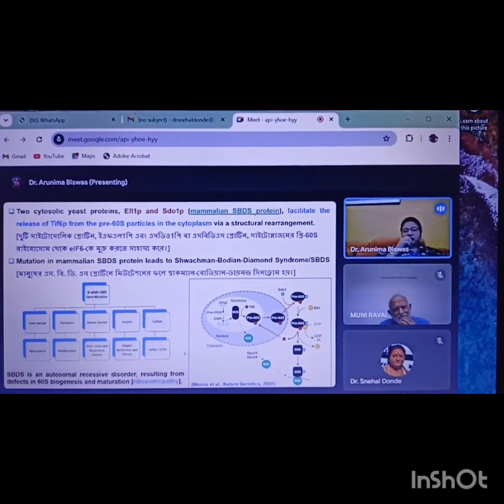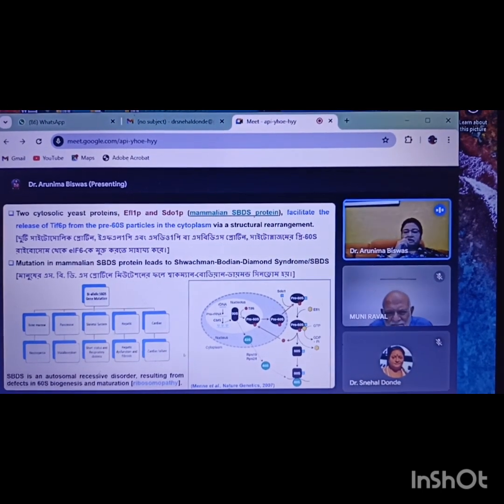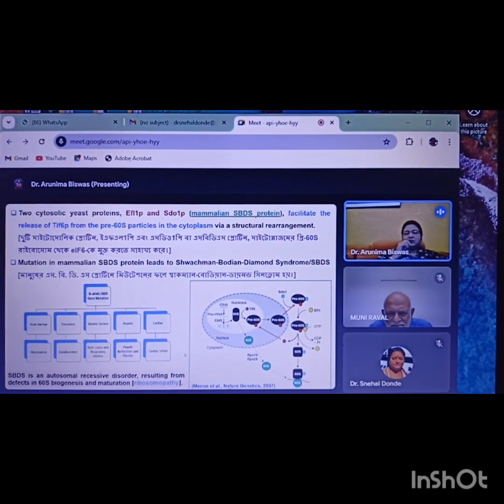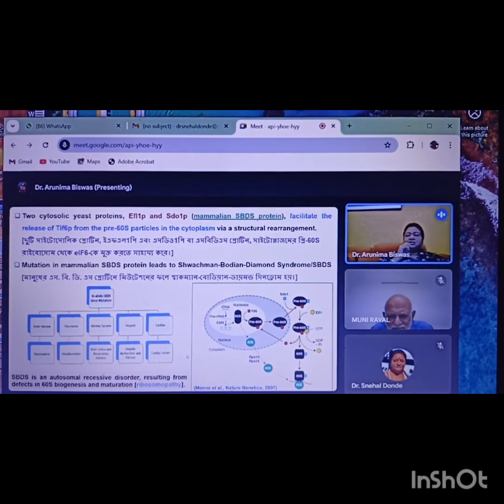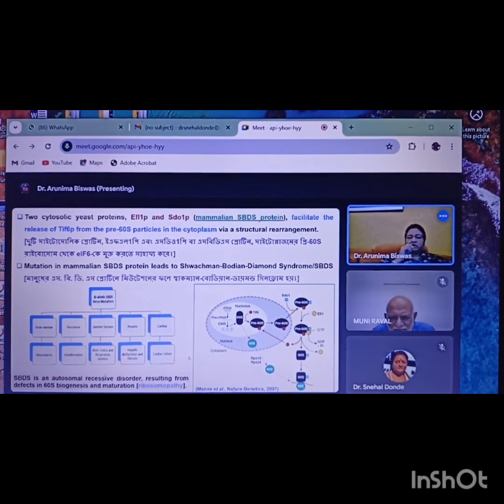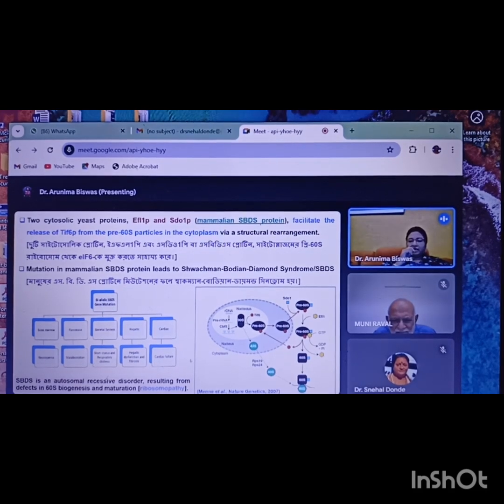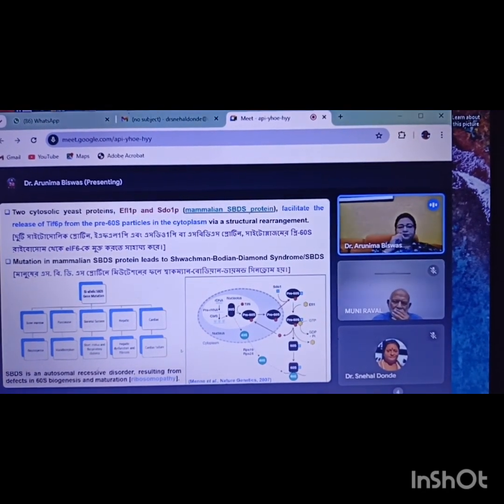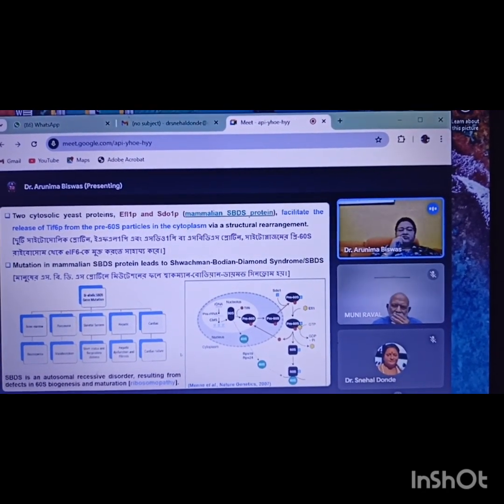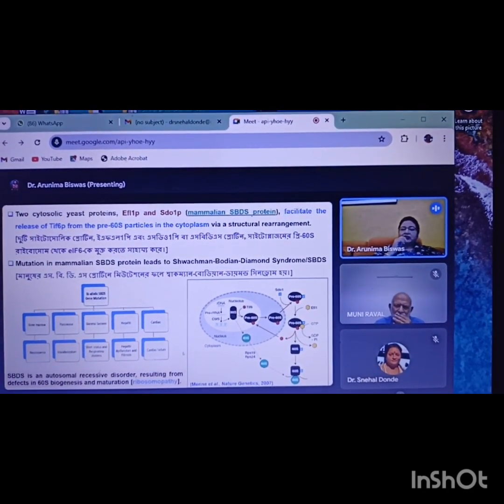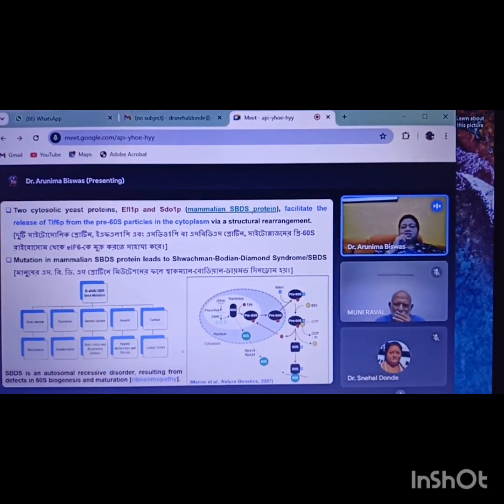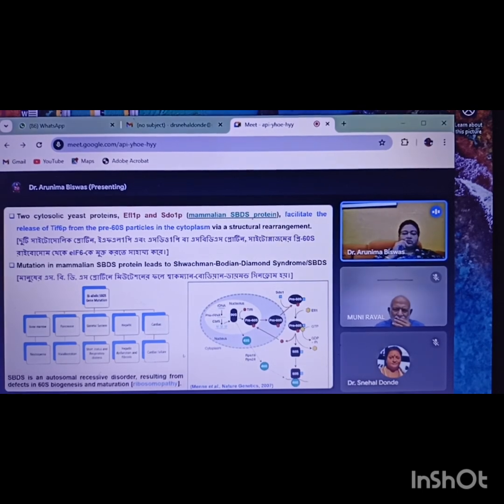Two other proteins are also involved in this process, namely in yeast, Efl1p and Sdo1p. Now this Sdo1p, its counterpart in mammals is the mammalian SBDS protein, whose mutation results in a ribosomopathy, where 60S biogenesis and maturation goes down. It's called Shwachman-Bodian-Diamond syndrome. Now in yeast it was found that these two proteins facilitate the release of the yeast EIF6 from the pre-60S particles in the cytoplasm via structural rearrangement.